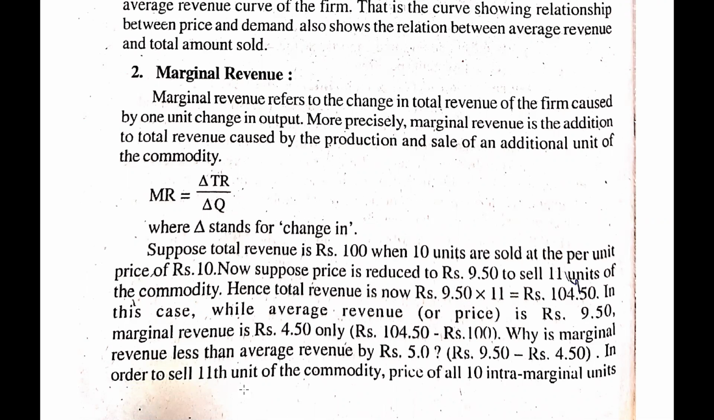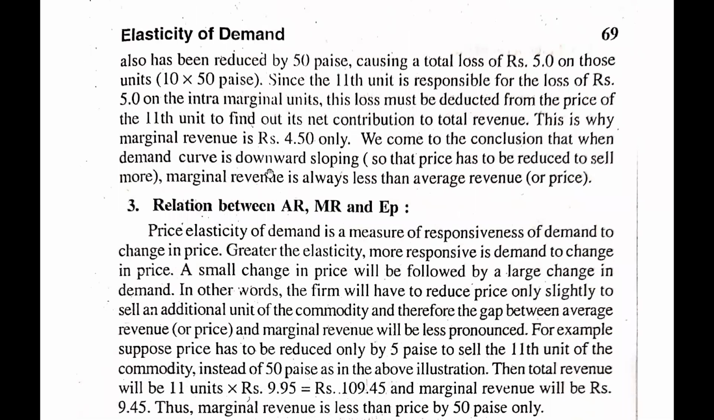In order to sell 11 units of the commodity, the price of all 10 intramarginal units has also been reduced by 50 paisa, causing a total loss of 5 rupees on those units, 10 into 50 paisa. Since the 11th unit is responsible for the loss of 5 on the intramarginal units, this loss must be deducted from the price of the 11th unit to find out its net contribution to the total revenue. So guys, this is the whole equation of marginal revenue.